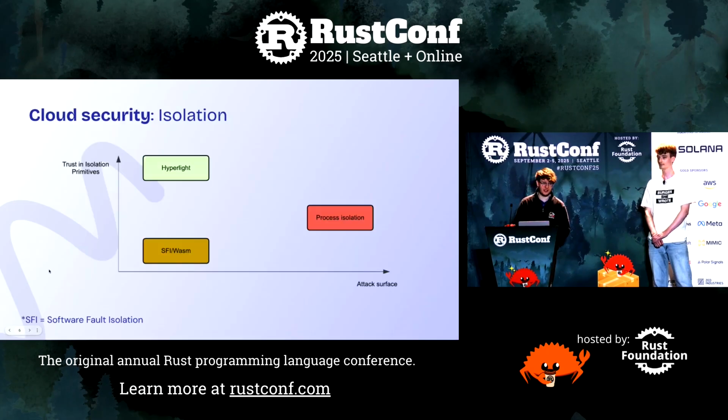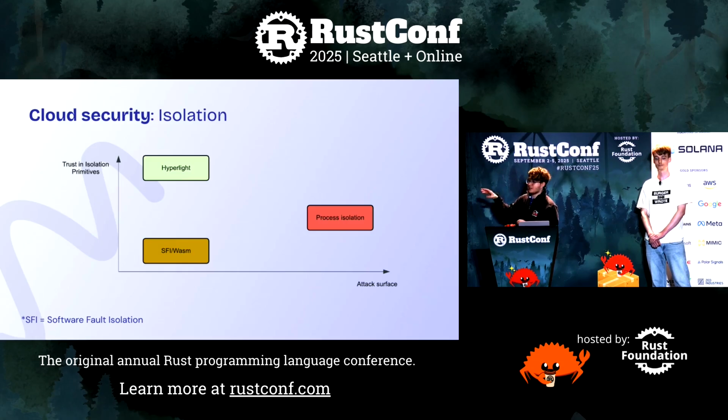Okay, so the main thing I want you to get from that quick video is that one of the big motivators behind Hyperlight is cloud security. Specifically here, Mark talked about a couple of different modes of isolation. So here we have a graph. Vertically, we have trust in our isolation primitives, and horizontally, we have the attack surface. We have process isolation, Hyperlight, and SFI, or software fault isolation, and WASM. We'll go through them one by one and justify their placing on this graph.